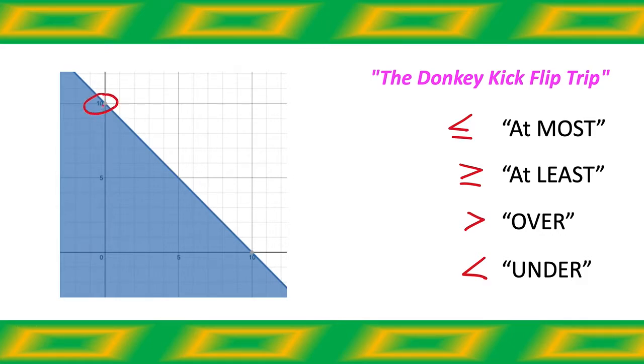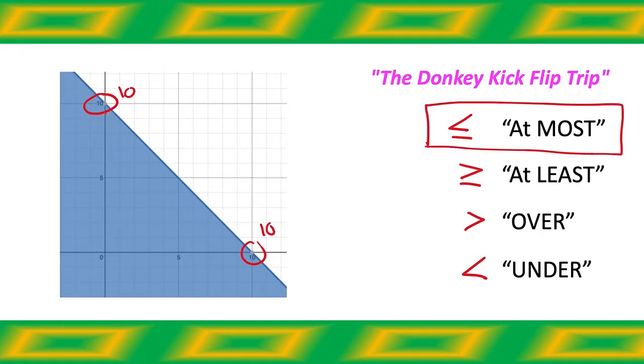In this case, we have a y-intercept of 10, and then we have an x-intercept of 10. So that's the first thing to check. Make sure the intercepts line up, and then check the wording. Since we have a solid line and we're graphing the less than side, that's going to be an at most situation. So this would be like, hey, the numbers add to 10 at most. So look for an at most, solid line, less than side shaded, and then look for the y-intercepts.